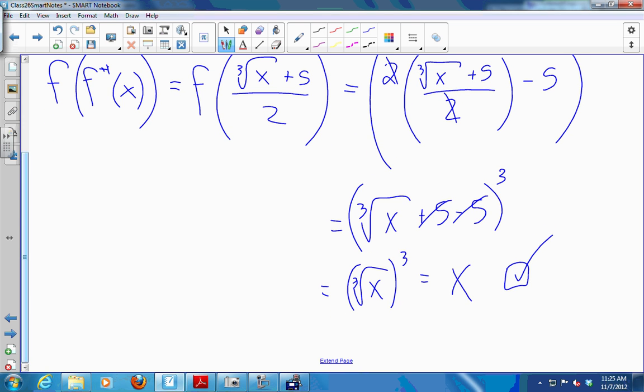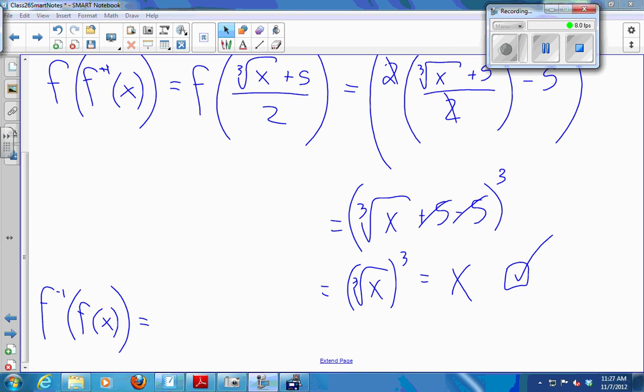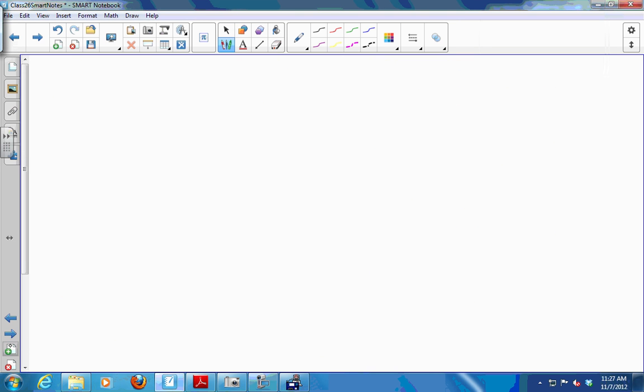All right, you do the other direction. Do f inverse of f of x. You should come up with x. See if you can make it happen. We'll see. Okay, so f inverse of f of x. I'll do a new slide.